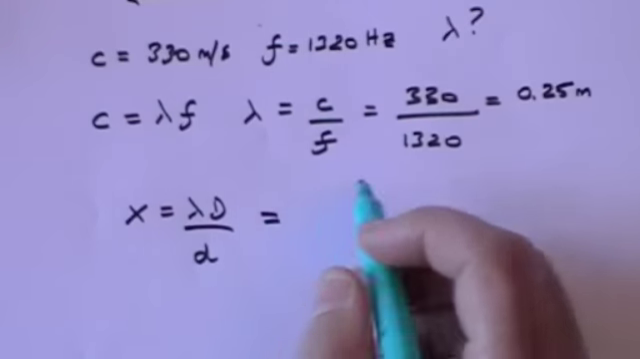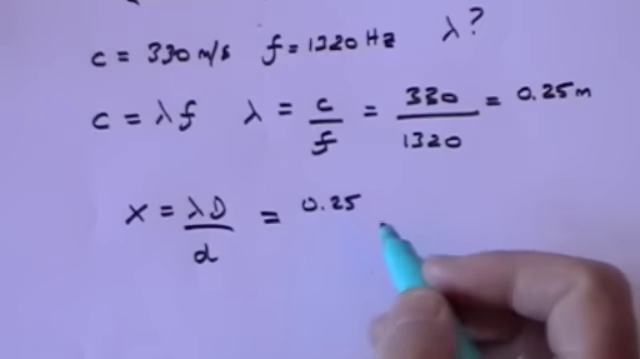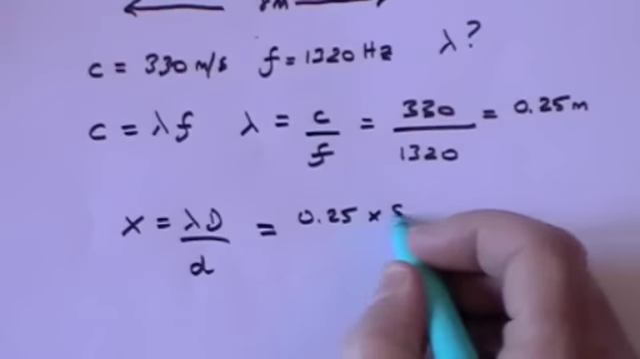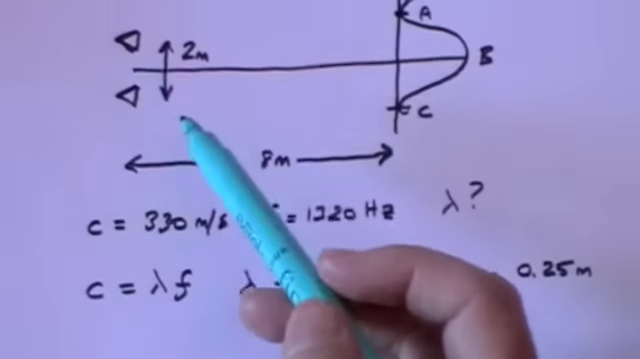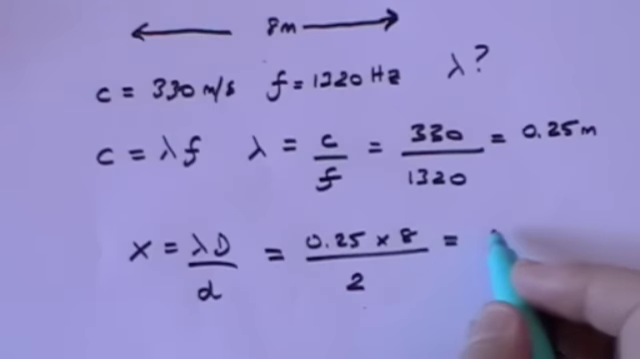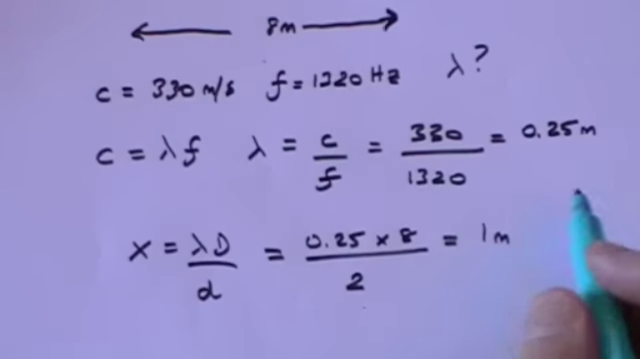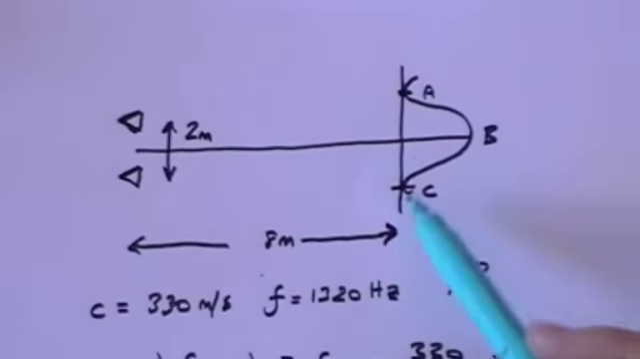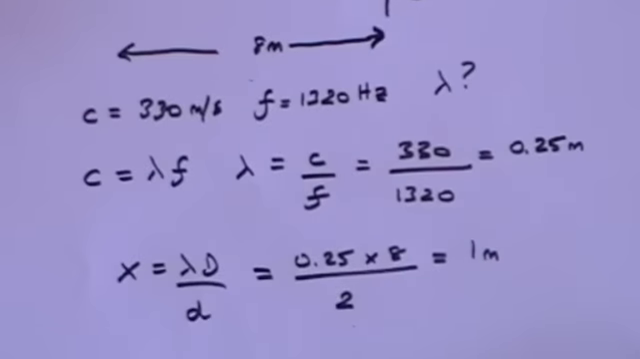So therefore we get that lambda, which is 0.25, we just calculated that, times D, which is 8 meters, we are given that, divided by little d, which is 2 meters, and that gives you 1 meter. So the separation of the 2 silent zones, A and C, is 1 meter.